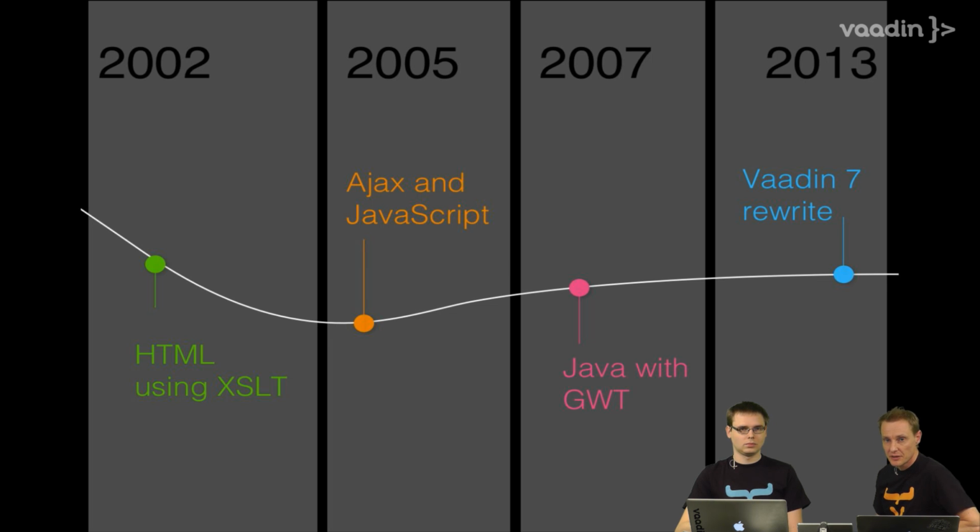The next iteration came in 2007 when we met Google Web Toolkit, or GWT as it's called today. That was basically a client-side rewrite for us. We got rid of the JavaScript part and went back to the Java world we know best, and now we could use that also on the client side.